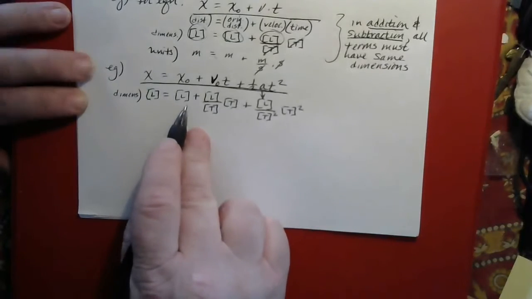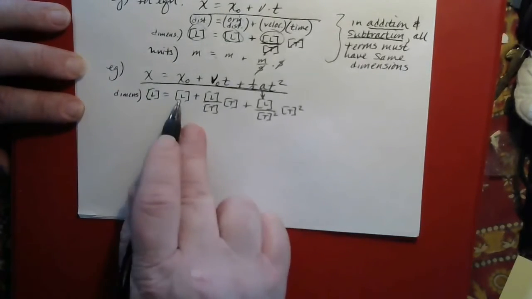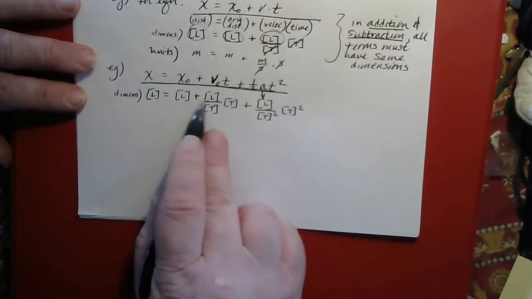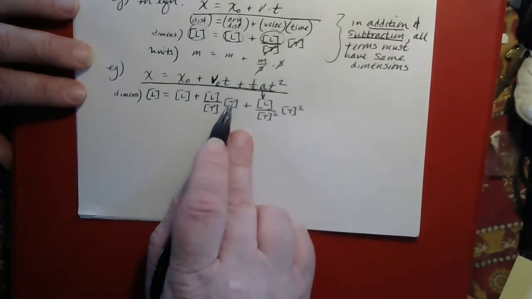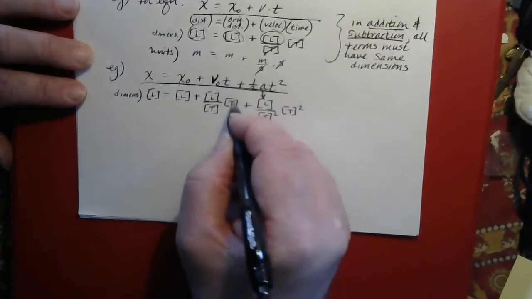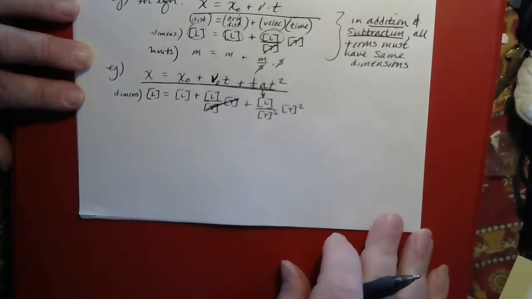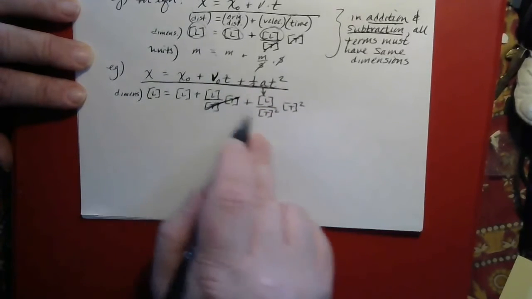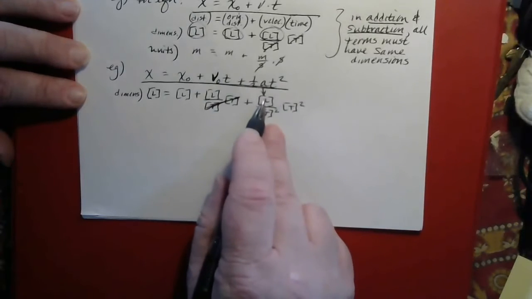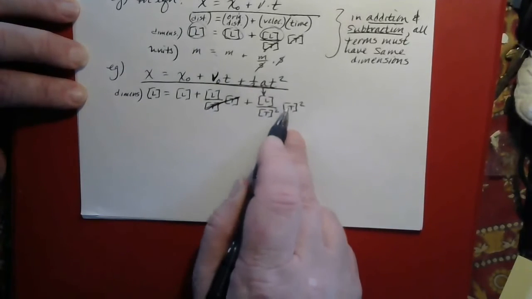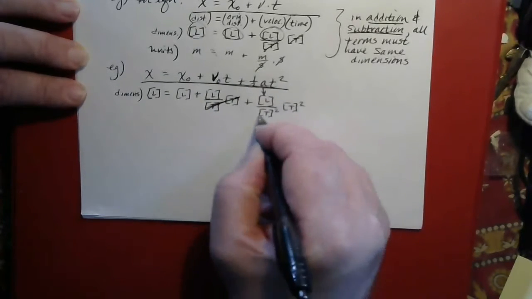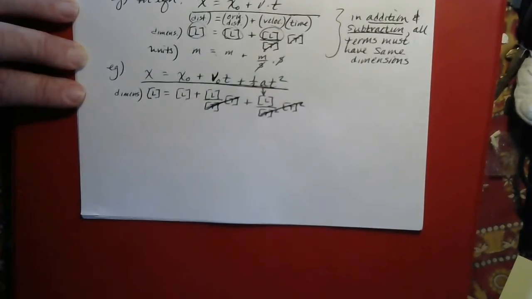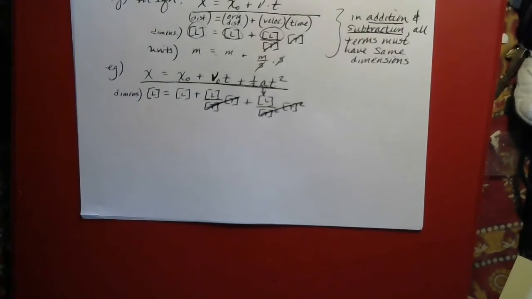Okay, so if you look at how these dimensions work out, you've got length equals length. Okay, so far so good. Plus length over time times time. So time cancels out. So far you've got length equals length plus length. That's so far so good. Now we've got length over time squared times time squared. That cancels too. So we've got length equals length plus length plus length. The dimensions work out.